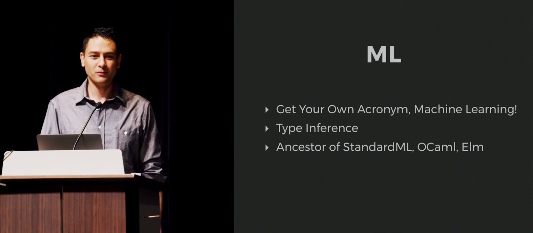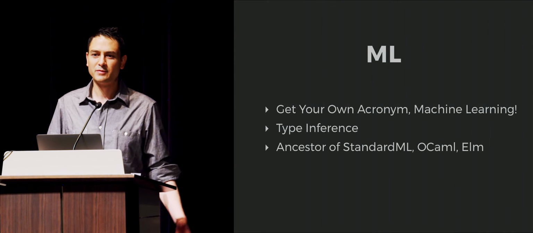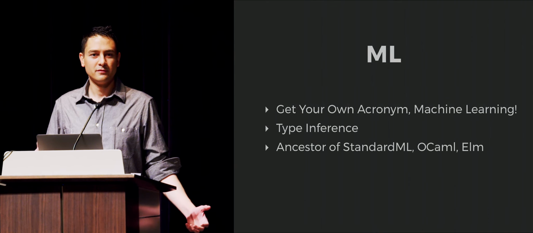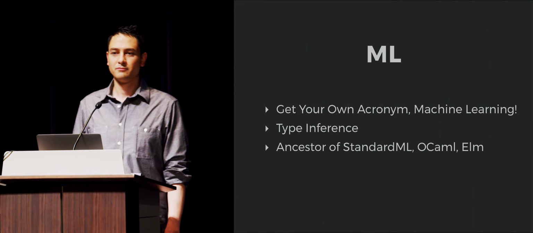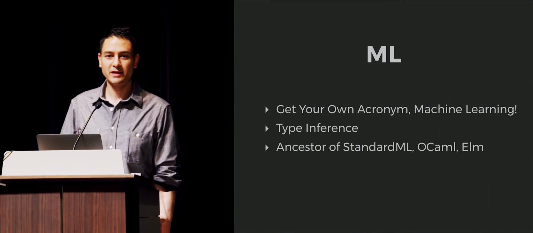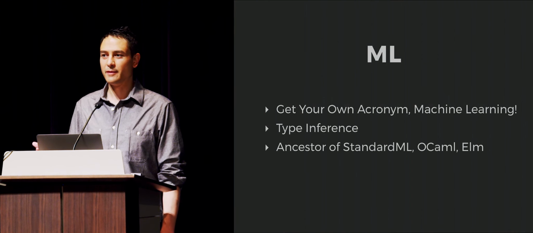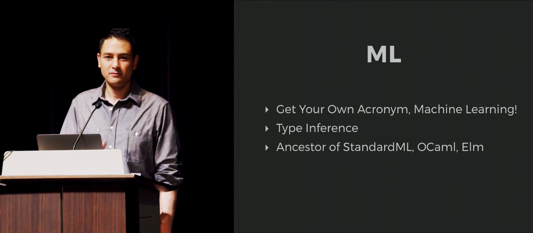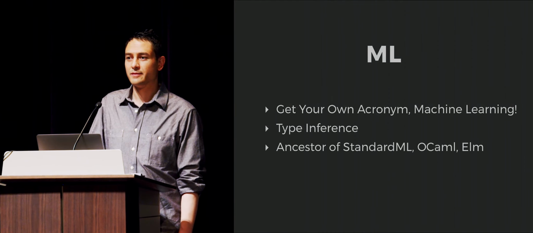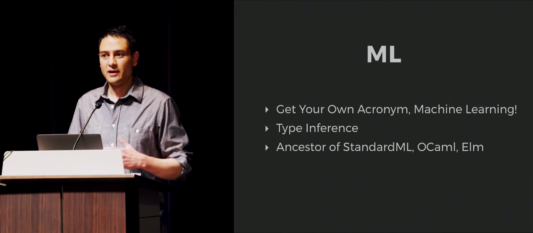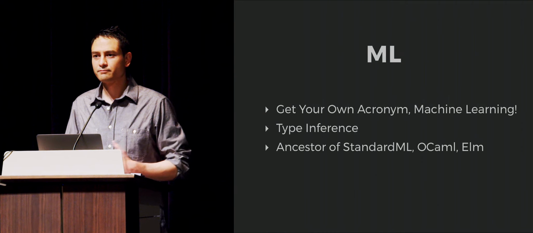But what's really cool about ML is that it pioneered a really great type system where types weren't a burden. You don't have to always write them, so the compiler can infer them in most cases. That's really great, because a lot of type system skeptics might say, yeah, but static typing has all these benefits, but it's a huge burden. I have to always write them out everywhere. It ruins the rapid development. It's not so. So ML is the overall family of languages that Standard ML, OCaml, and Elm all descend from.